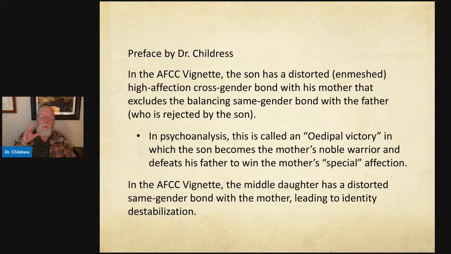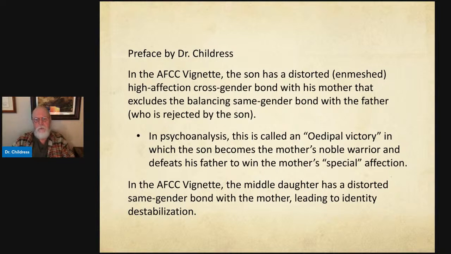And so in this AFCC vignette, you'll see both of those types of dynamics at work, because the son has a distorted or an enmeshed high affection cross-gender bond with his mother that excludes the balancing influence of the same gender bond with his father, who's rejected by the son. And in psychoanalysis, that would be called an Oedipal victory, in which the son becomes the mother's noble warrior and defeats his father to win the mother's special affections.